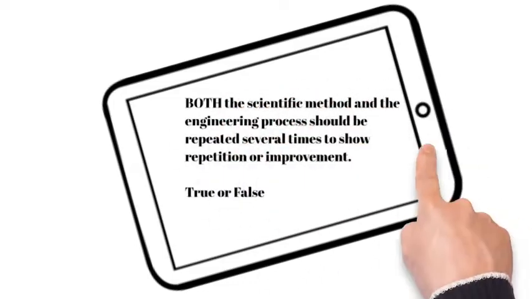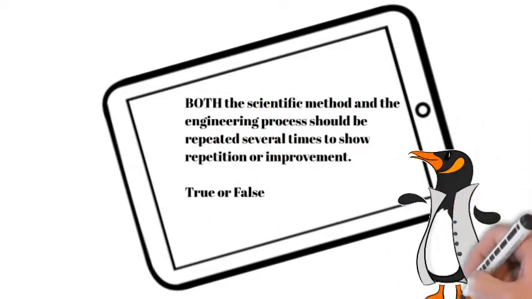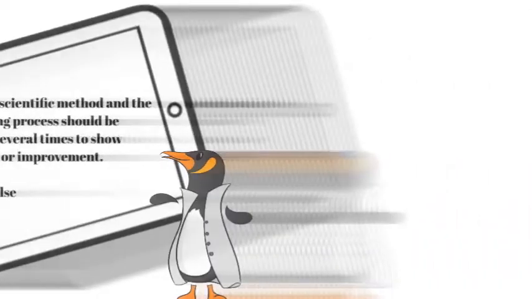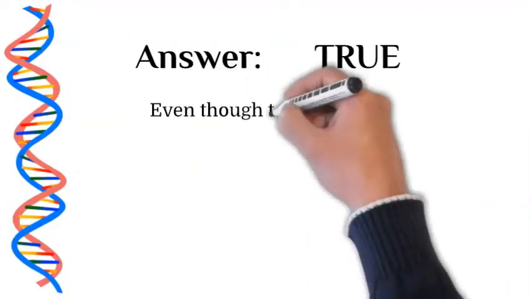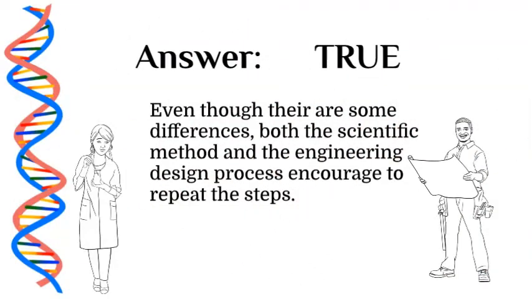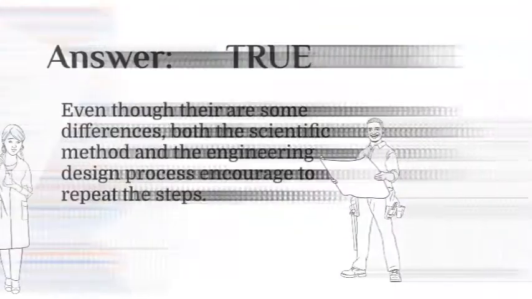Question number 5. True or false? Both the scientific method and the engineering process should be repeated several times to show repetition or improvement. The answer is true. Even though there are some differences, both the scientific method and the engineering design process encourage you to review or repeat the steps.